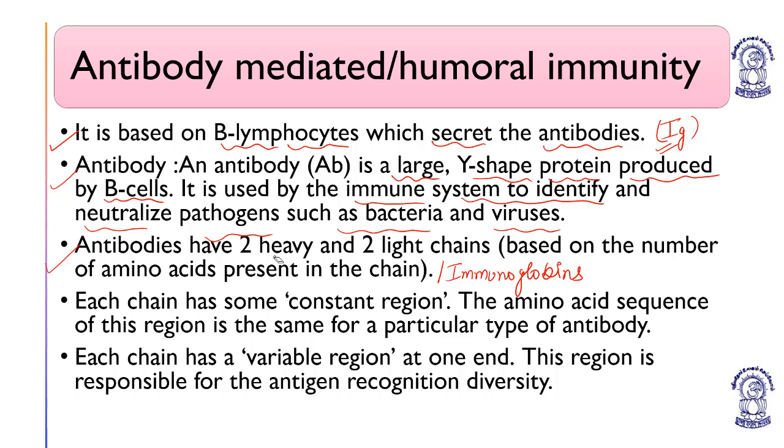Antibodies have two heavy and two light chains, based on the number of amino acids present in the chain. These antibodies are also known as immunoglobulins. But one thing to remember, please: all antibodies are immunoglobulins, but not all immunoglobulins are antibodies.